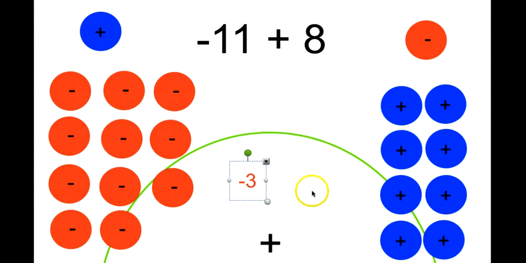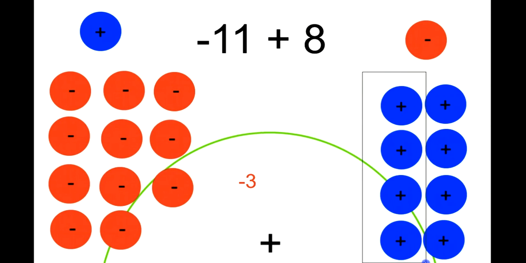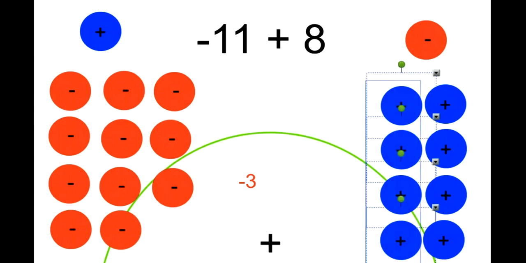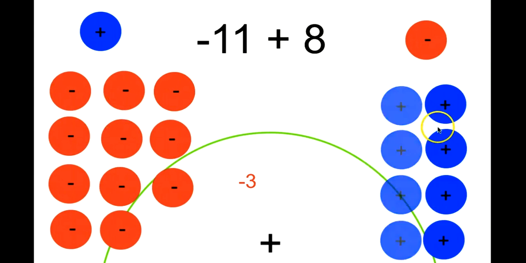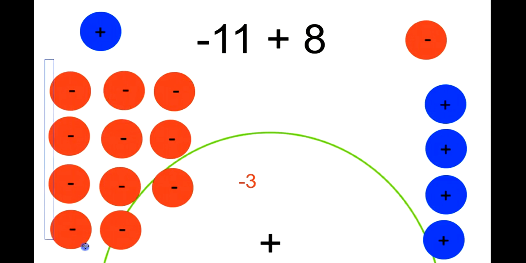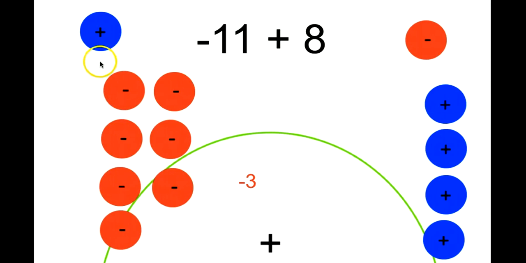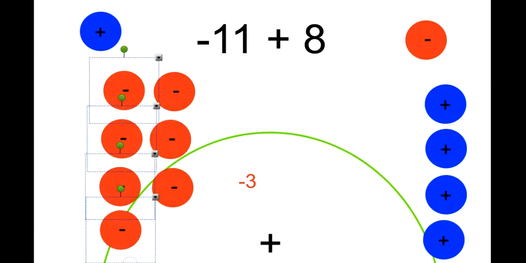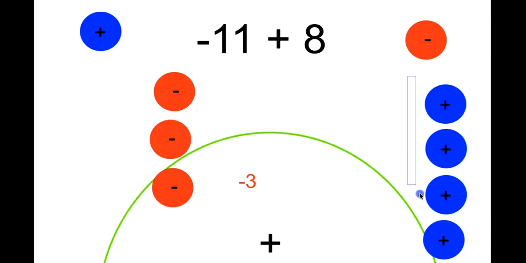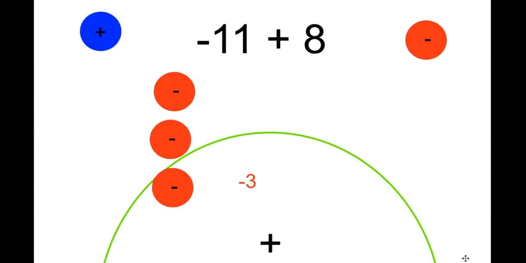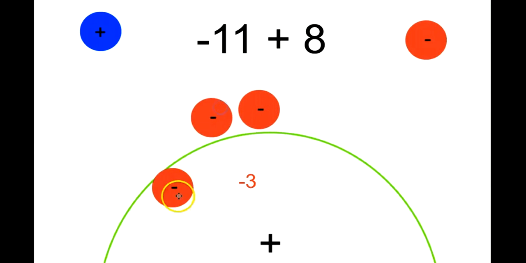3. If I did my 0 pairs, right, I have 4 blue on the right that are going to cancel out with 4 red on the left. I have 4 red on the left that are going to cancel out with 4 on the blue. And when I delete 0 pairs, look, I do. I have 3 negatives remaining.